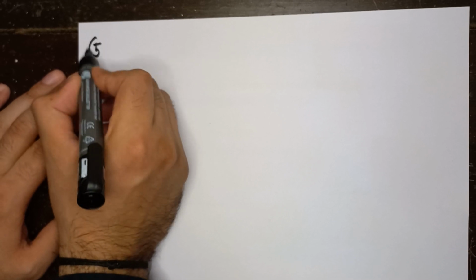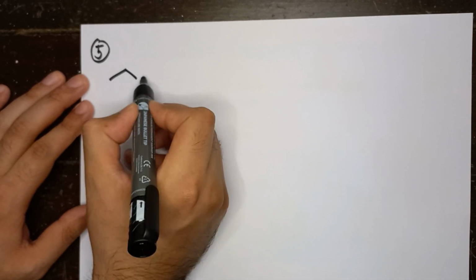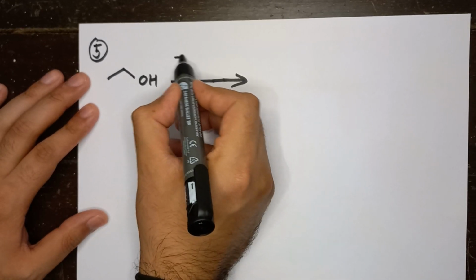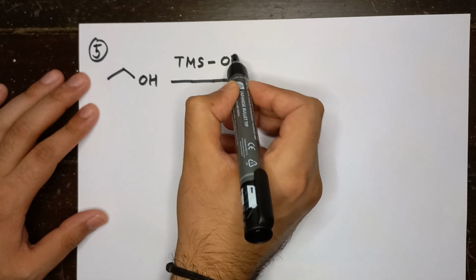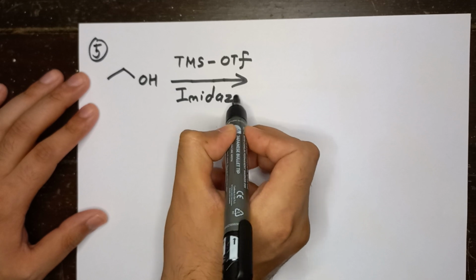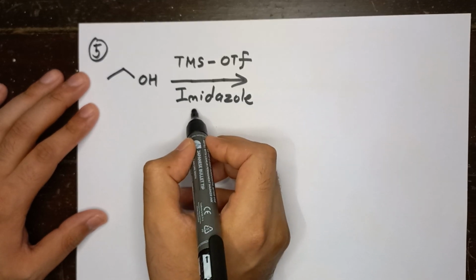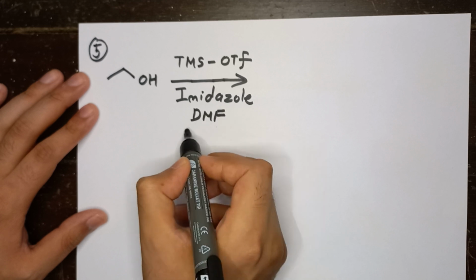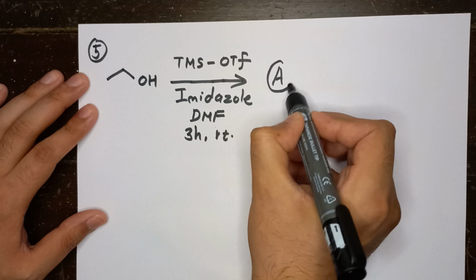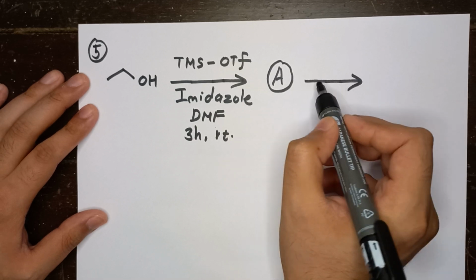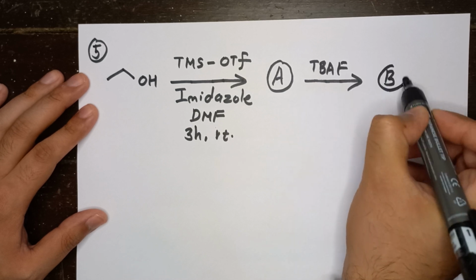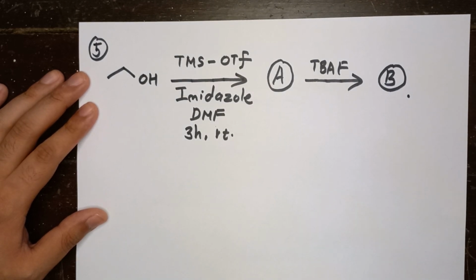Okay, so for the fifth question we have ethyl alcohol, and we are reacting this with TMSOTf in the presence of imidazole, and we have DMF as a solvent. We are keeping this for 3 hours at room temperature and we are getting A. Then further we are reacting this with TBAF and we are getting B. So find out A and B.